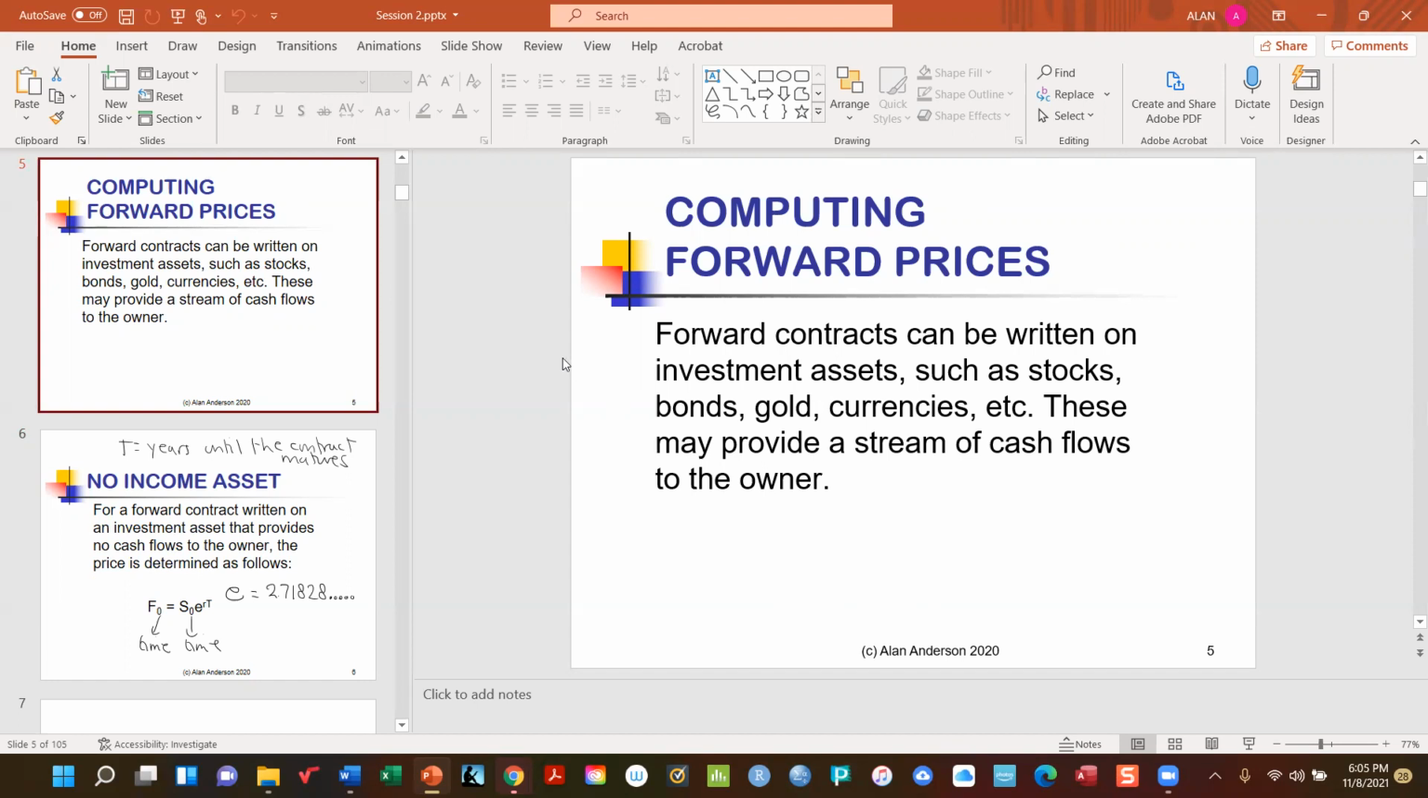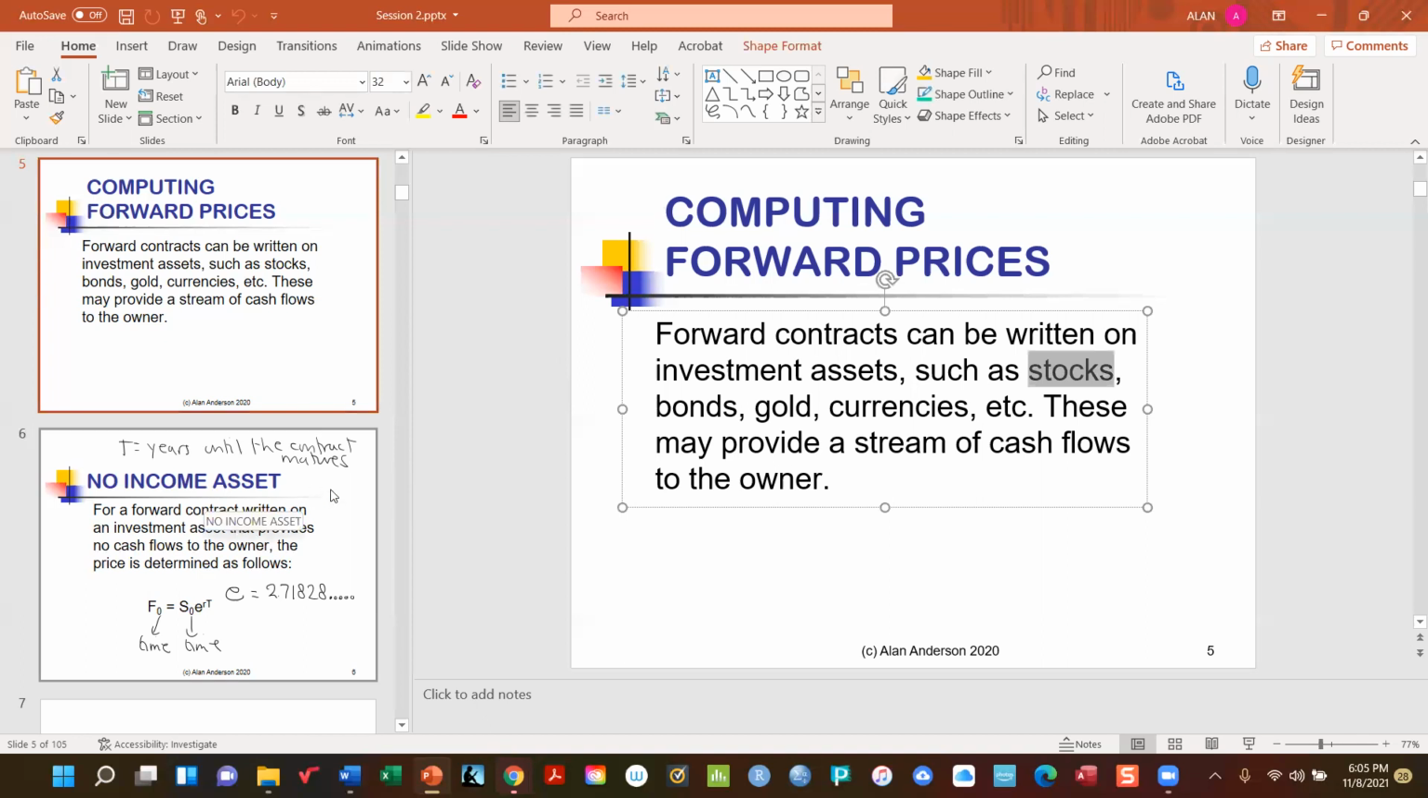On the other hand, gold does not provide any actual income to the owner. If you own gold, if anything, you might have to pay storage costs to keep it somewhere. So gold does not provide any income to the owner. And many other securities do not either. Stocks sometimes provide cash flows in the form of dividends. Bonds, certainly, as we know, will provide interest payments to the owners.